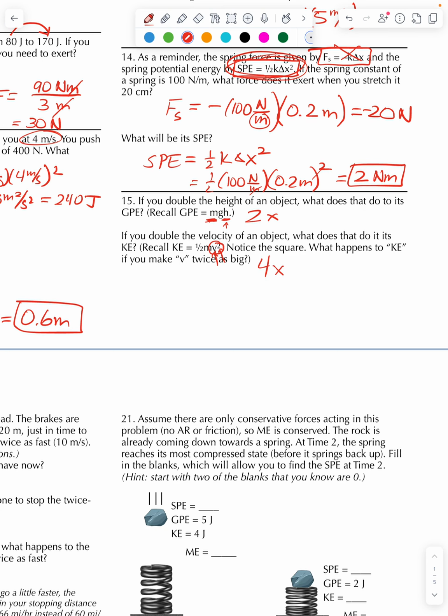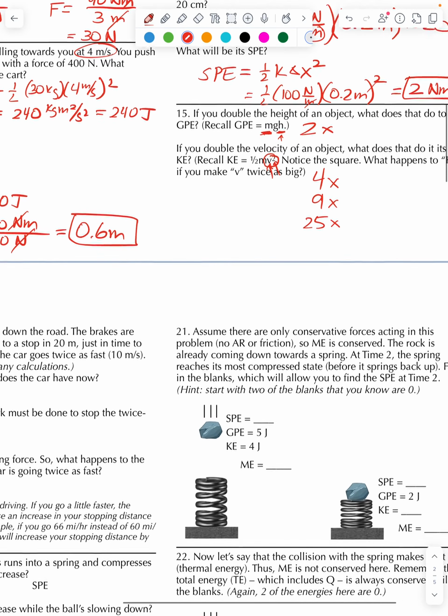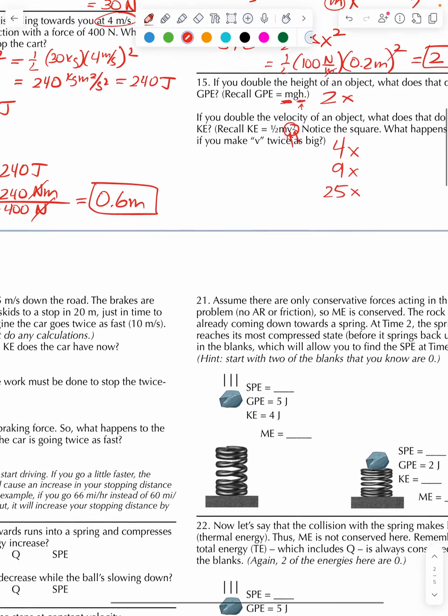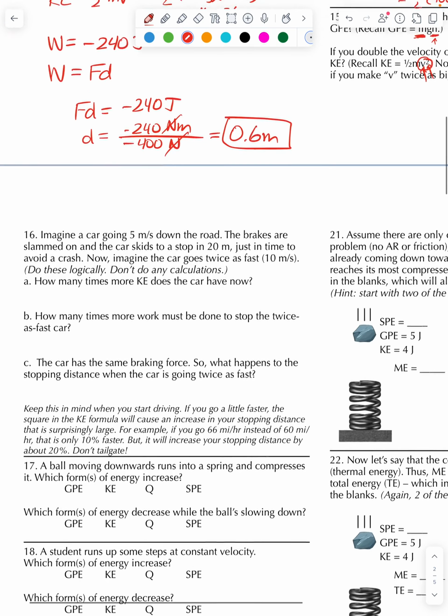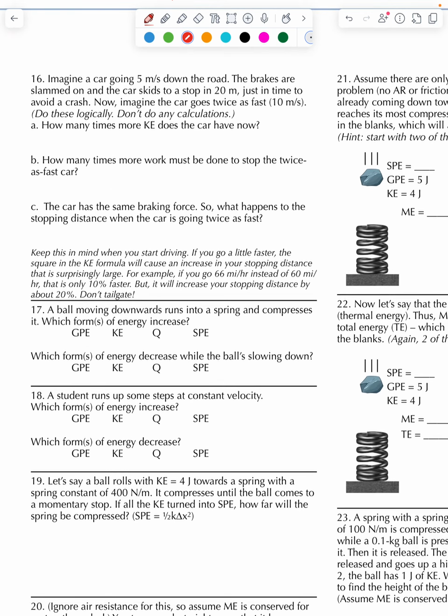What if I said you tripled the velocity? How much bigger would the KE be? 9 times bigger. What if I make the velocity 5 times bigger? The KE will be 25 times bigger. So whatever you do to the velocity, the KE changes by the square of that factor. I guess that's a good way to say it. All right, let's keep going. I'll try to do the whole worksheet in one video here, so I'll speed up a little bit.